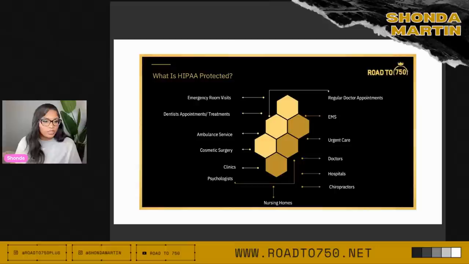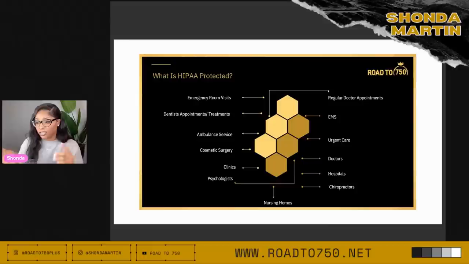Okay, so a lot of people ask me when I talk about medical collections, and we're going to get to how to dispute them, bear with me. What is HIPAA protected? When it comes to medical collections, the laws that I specifically like to use to challenge them are the HIPAA laws. If you are unfamiliar with what HIPAA is, if you don't work in the medical industry, HIPAA is just your protection. It's the Health Insurance Portability and Accountability Act, I believe that's what it stands for. Basically, it's a long word for the protection of your private medical information.